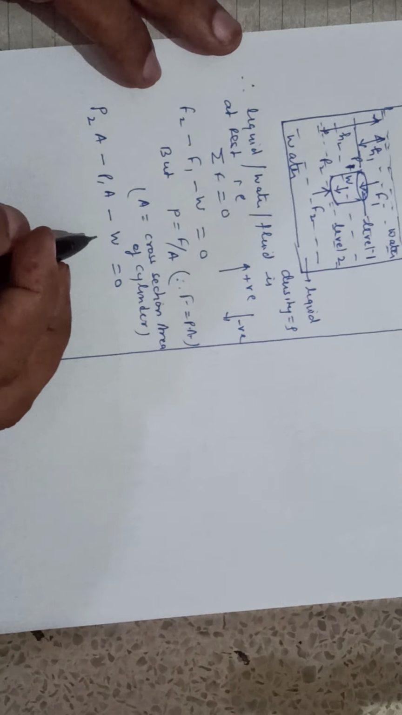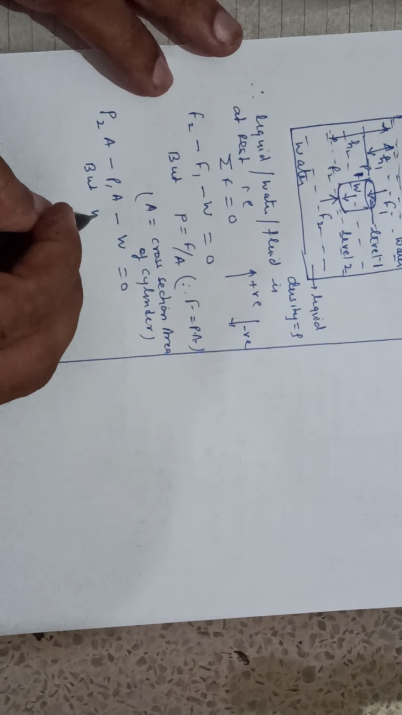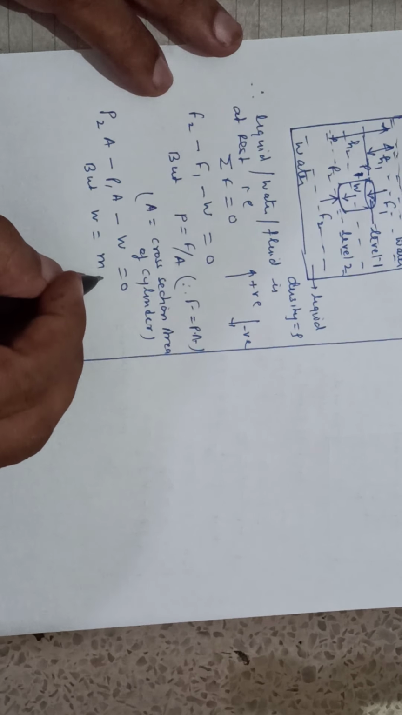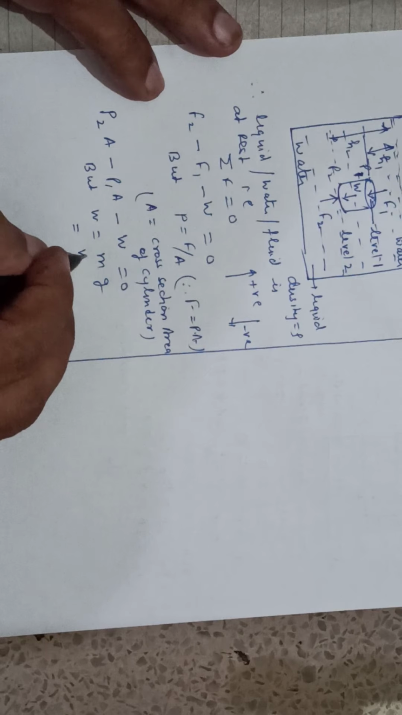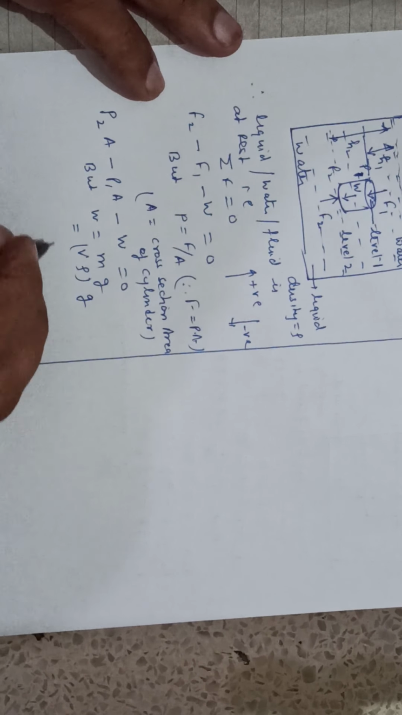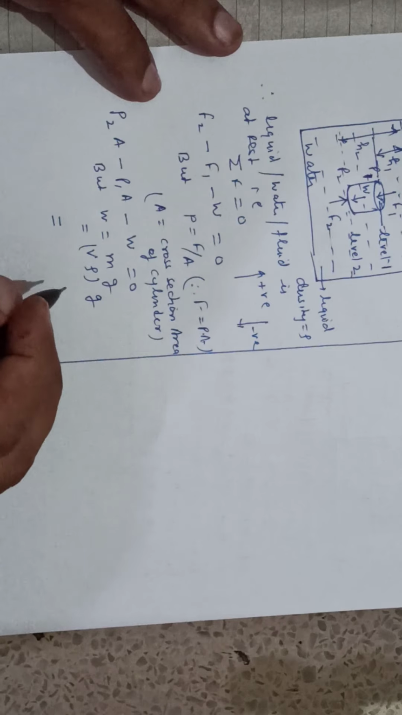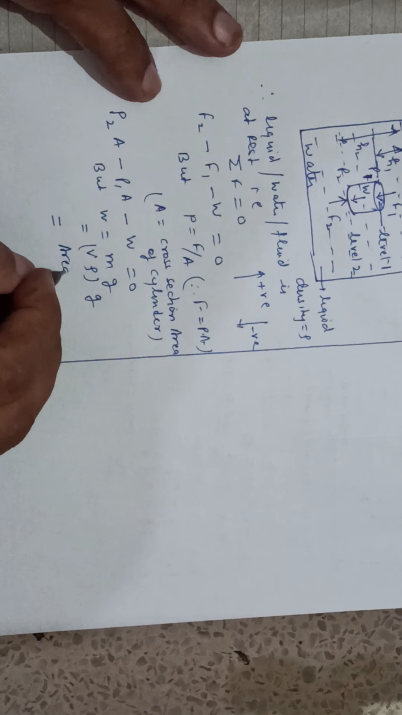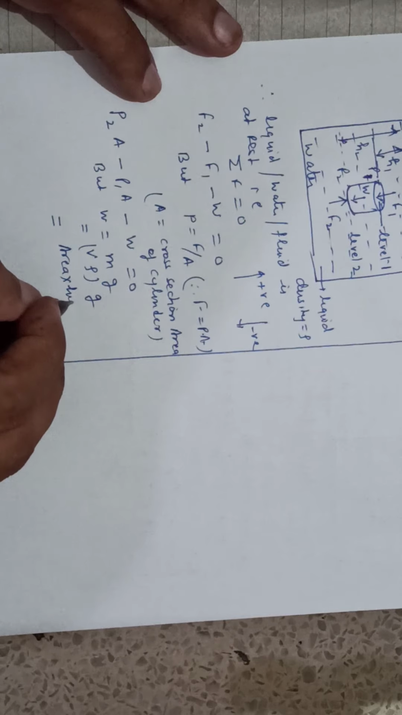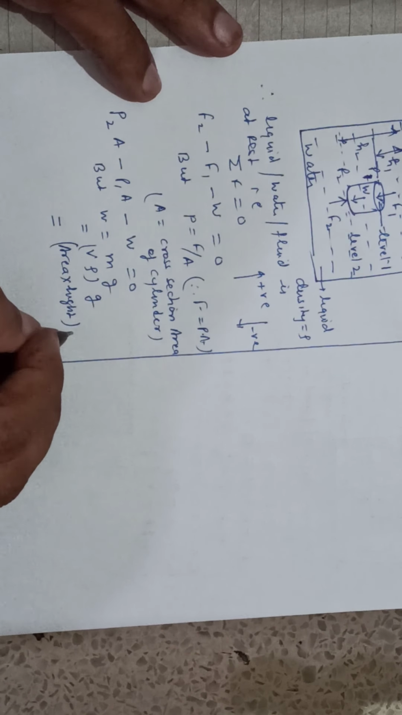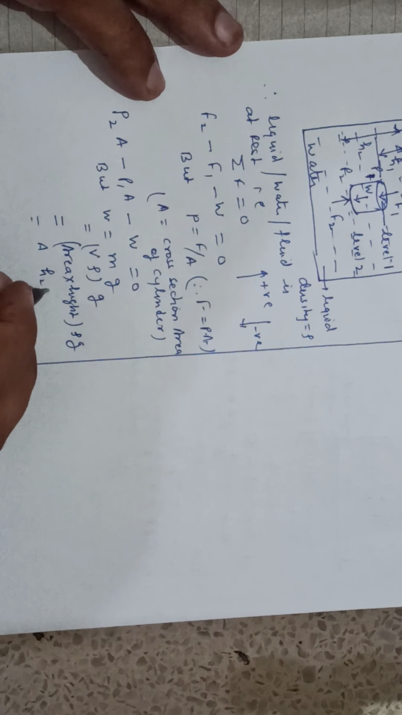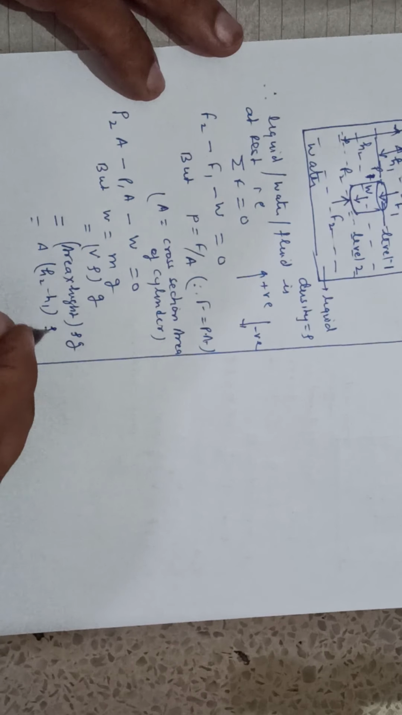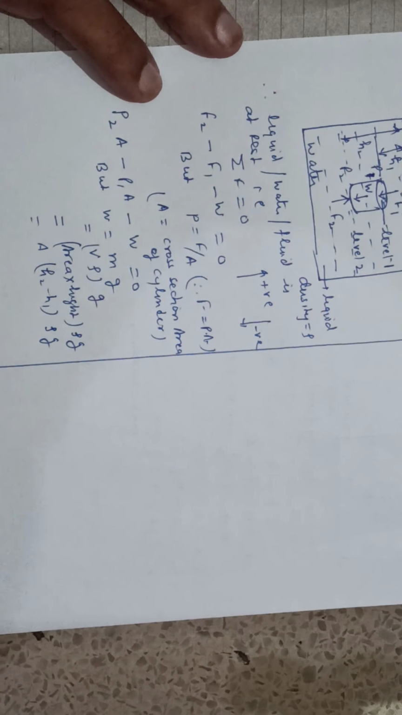But W is equal to mass into gravity, m into g. And mass is equal to volume into density. What is volume? Volume is equal to area into height, so W = A into (h2 minus h1) into rho into g. What is h2 minus h1? It is the height of the cylinder, that is h2 minus h1.